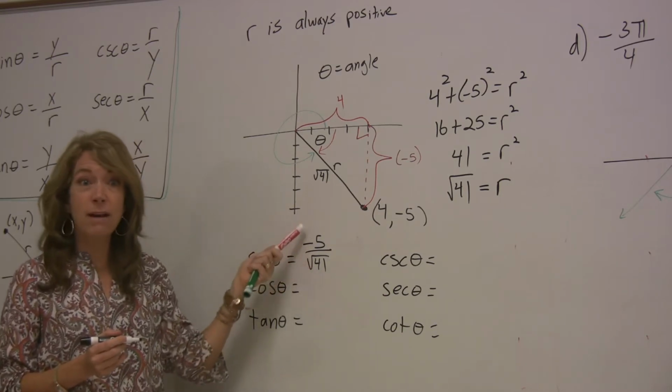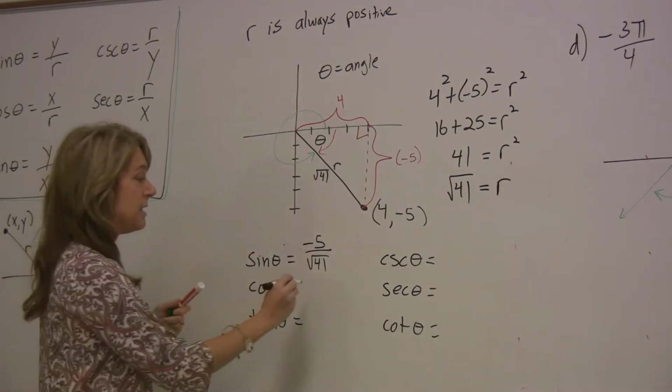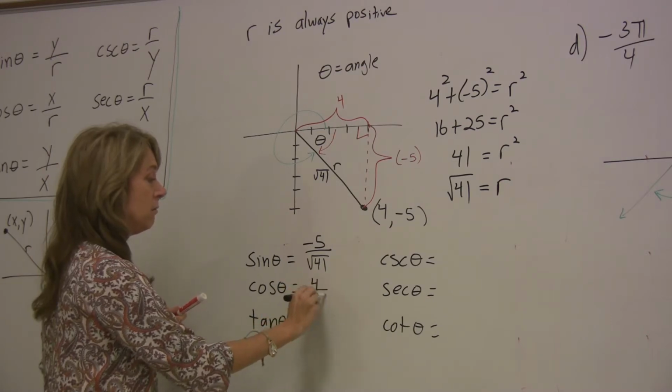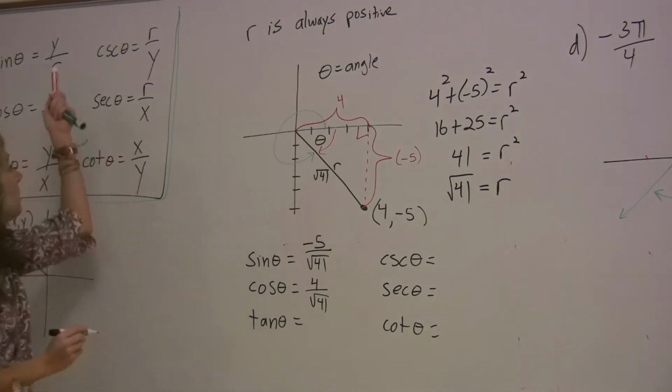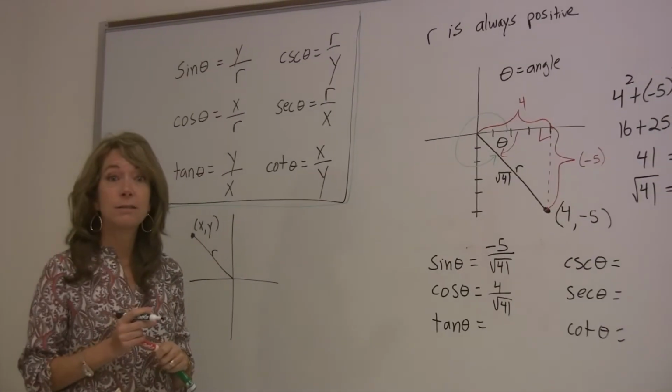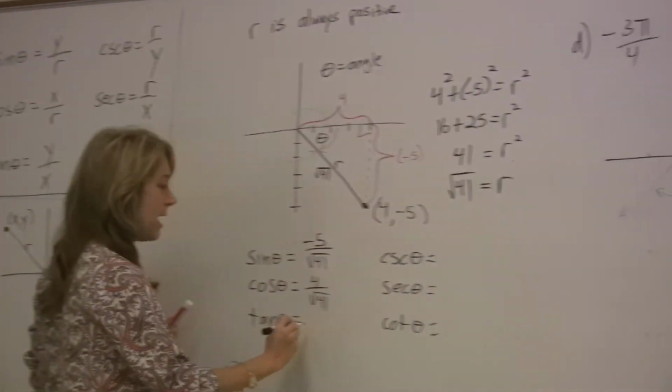Okay with that? Just took the y over the r. The cosine is the x over the r. As long as you've got the definitions, we're good. The tangent is the y over the x.